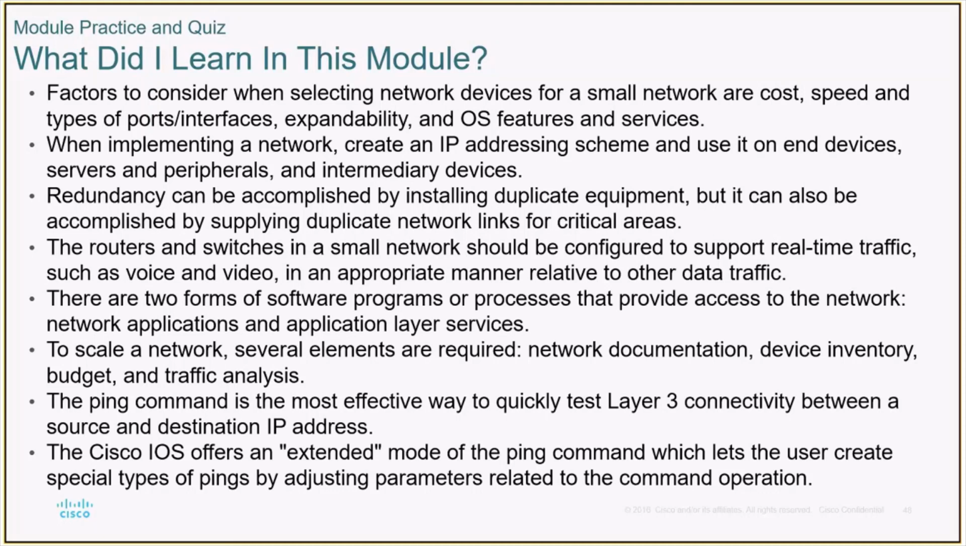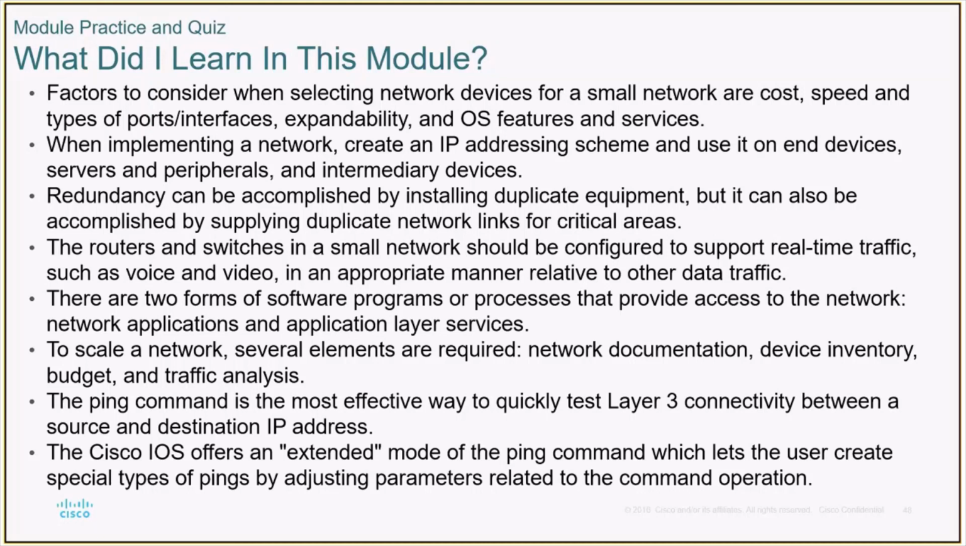When implementing a network, you need to create an addressing scheme and use it on the end devices, servers, peripherals, and intermediary devices. Redundancy can be accomplished by installing duplicate equipment, but it also can be accomplished by supplying duplicate network links for critical areas. The routers and switches in a small network should be configured to support real-time traffic, such as voice and video, in an appropriate manner relative to other data traffic.